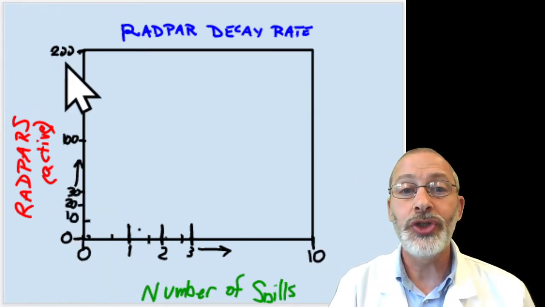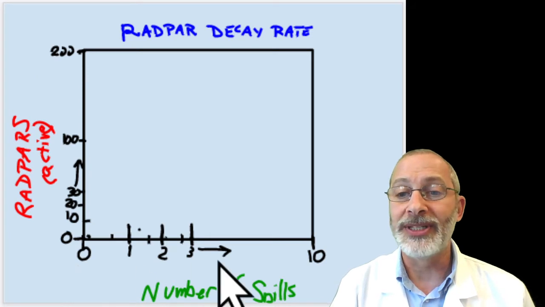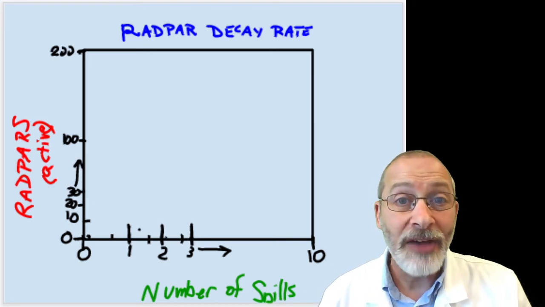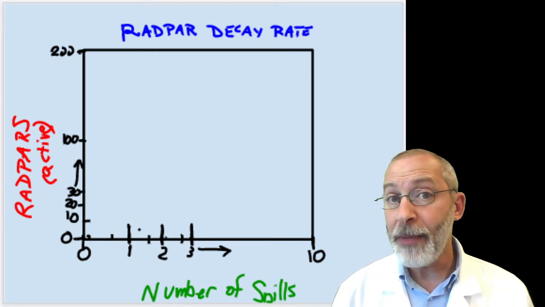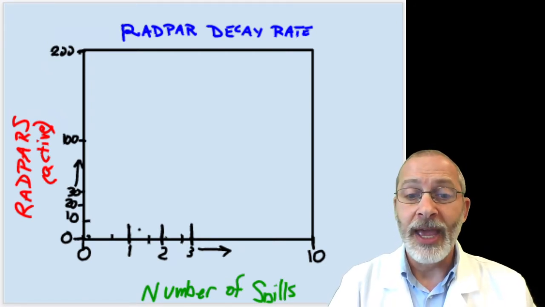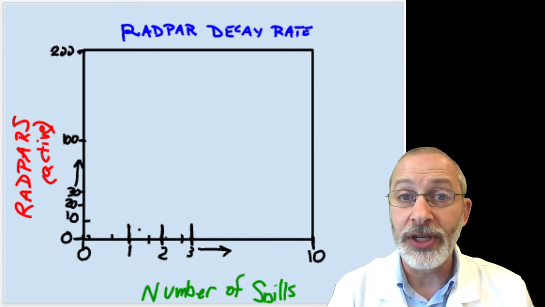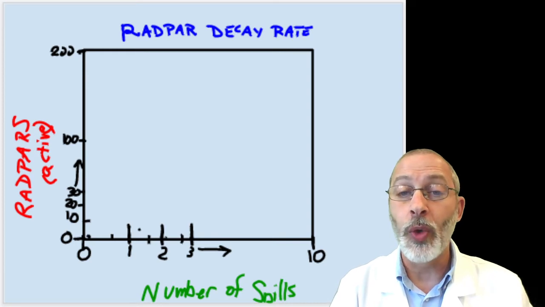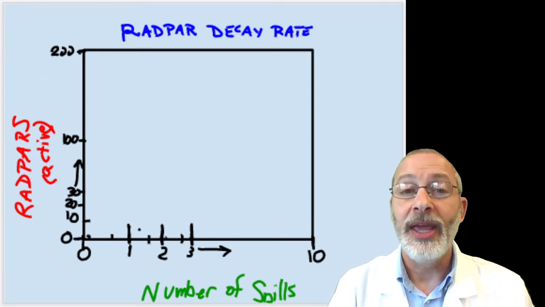So you have 0 to 200 on the y-axis, 0 to 10 on the x-axis, and once your graph is completely set up, then we'll be able to begin the lab activity. You can pause this video if you need to now as I go to the top view. When you are ready, continue the video and we'll resume with the top view of our Radpar box. So here we go. Your graph should be all set and ready.